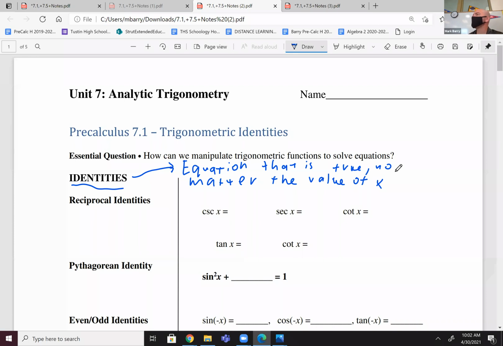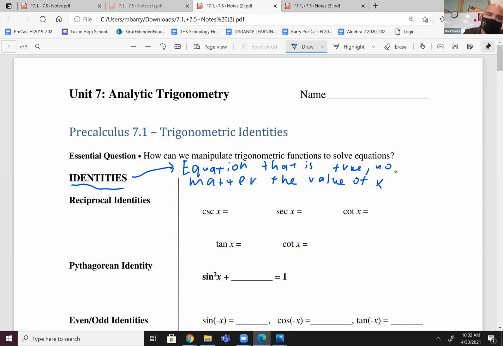So most of the equations that we do in math are actually not identities. If you think about when we solve something like 2x plus 5 equals 7, that's not an identity. It's not true for all values of x. It's only true for one value of x, and we're trying to find that value of x, correct? And so these ones are always true.